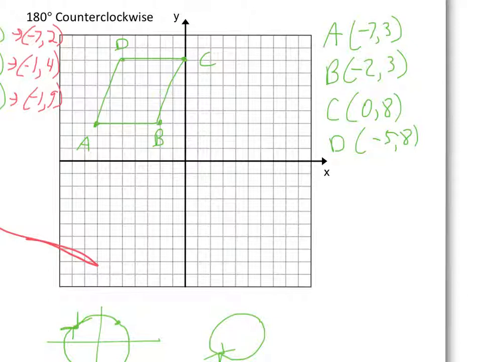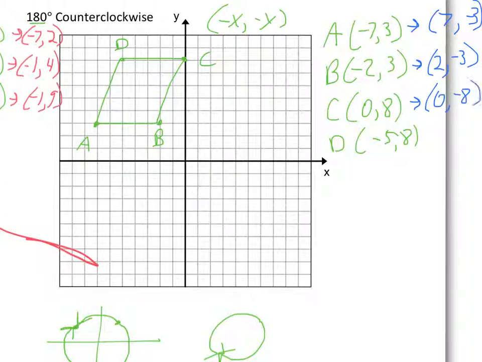So we're going to look at our directions for 180 degrees, and we're going to see on our table that we make the x negative and we make the y negative, but they stay in the same place. What do we do if they're already negative? Well, we just change the sign because that's what it means. The opposite of -7 is +7, and 3 would become -3. -2 would become 2, and 3 would become -3. 0 stays 0, and 8 becomes -8. And -5 becomes 5, and 8 becomes -8.